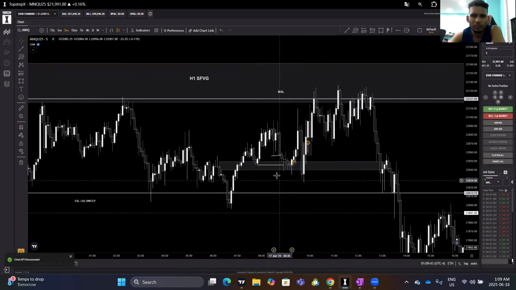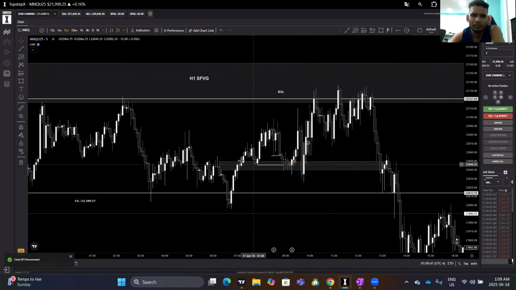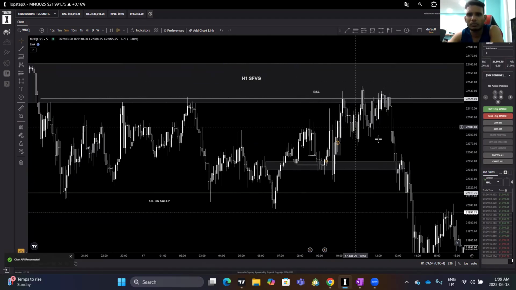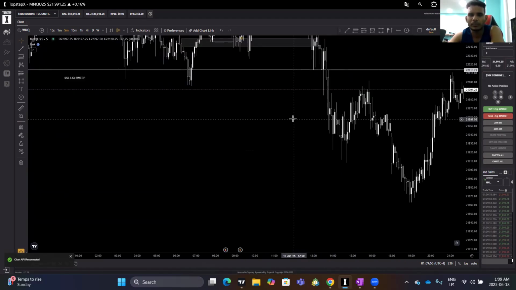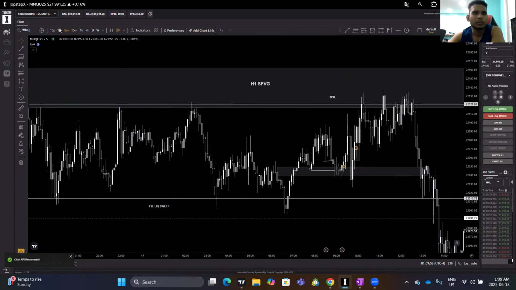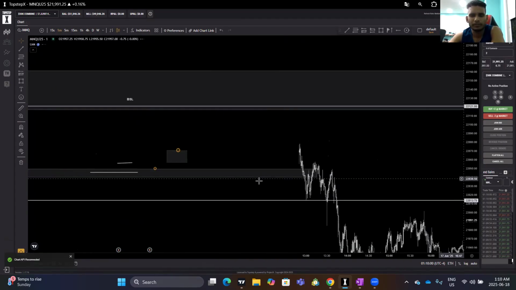It comes all the way down, sweeps the market open low, sweeps the low one more time, and that M15 fair value gap keeps on holding. It started going all the way up towards the draw liquidity, then started to reverse its direction towards the downside. It's clear price action, nothing to worry about.